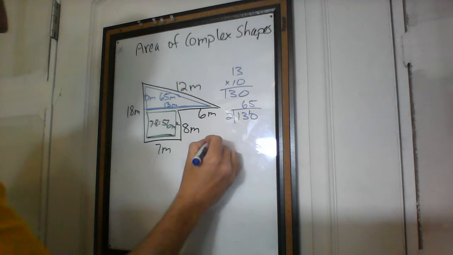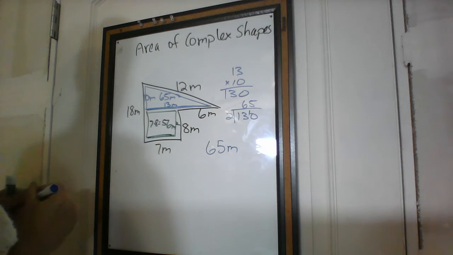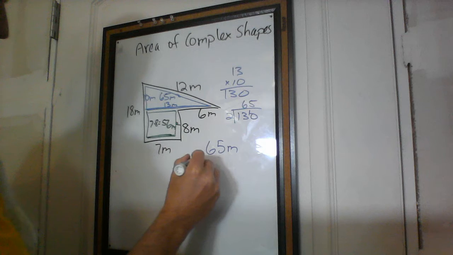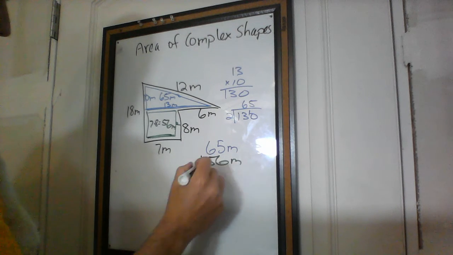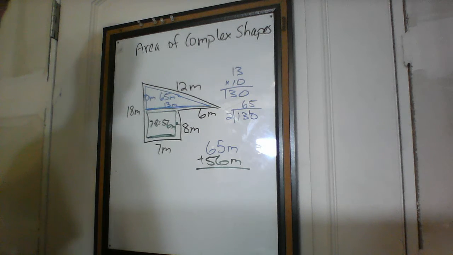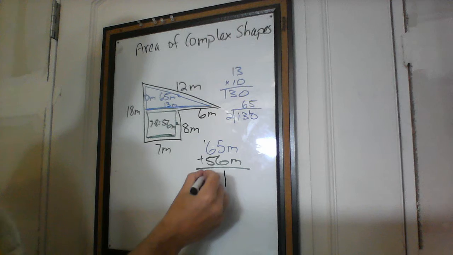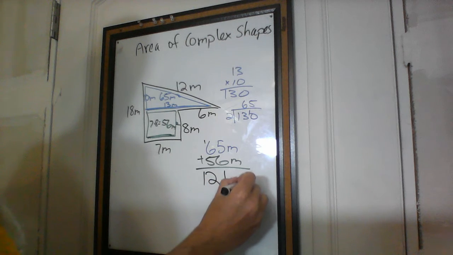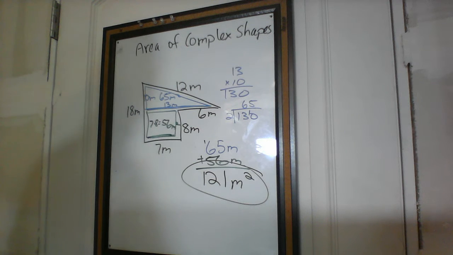We are going to take these and add them together to get our answer. So 65 meters squared plus 56 meters squared gets us 11, carry it, 12, 121 meters squared. Okay, area of complex shapes.